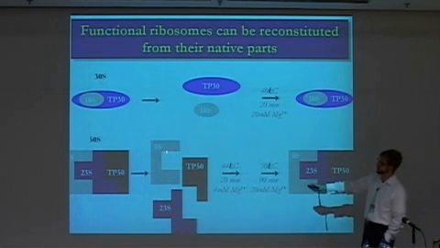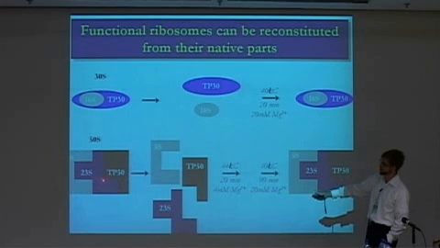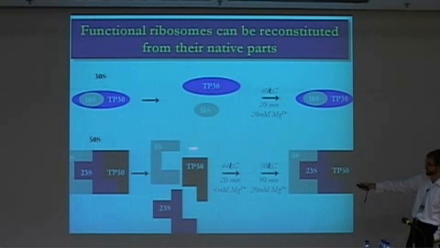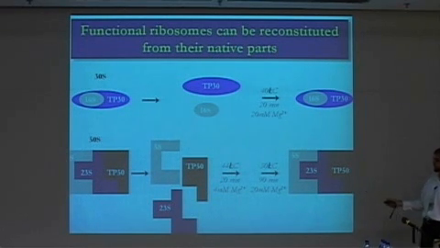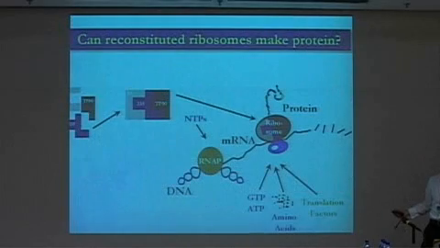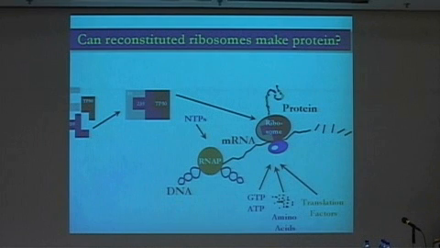You can do the same thing with the larger subunit, which is the 50S, which has 2 ribosomal RNA parts and, in this case, 33 proteins. You can break it up into its individual component parts. You can then carry out a 2-step reconstitution reaction to get a reconstituted ribosomal subunit. The real question for us was whether these reconstituted ribosomes could actually make protein.